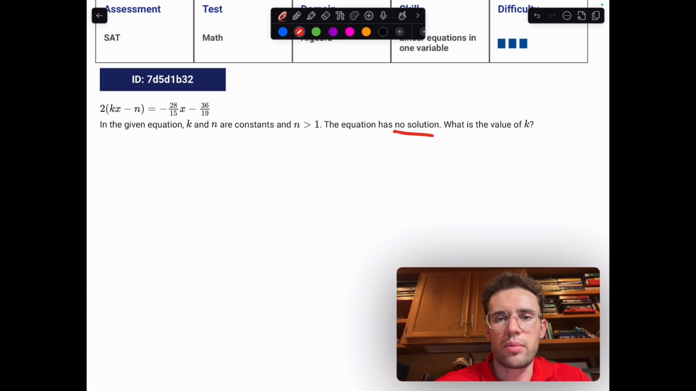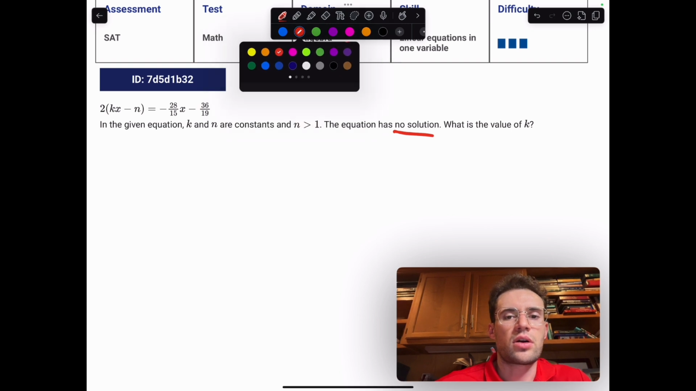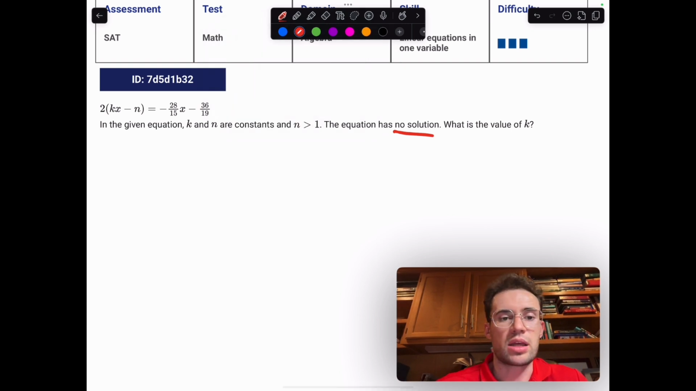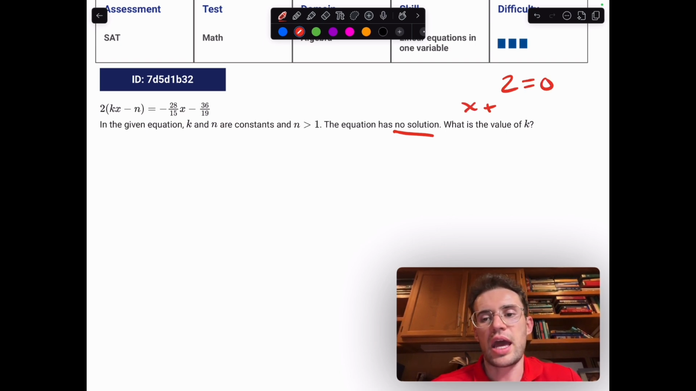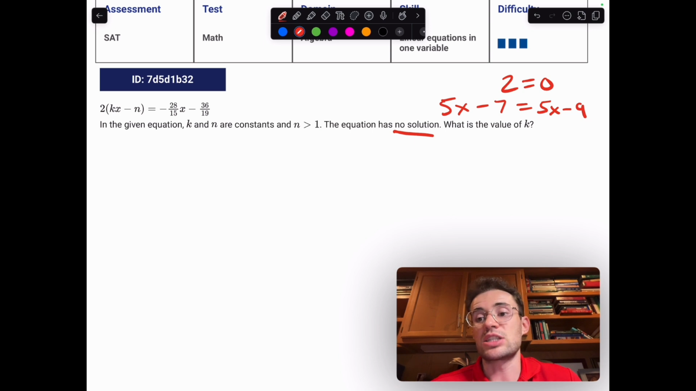So, going back to the same thing, the only way for a one variable equation to have 0 solutions would be if you have something like 2 is equal to 0, right? That's never true. The only way you'd get that is if you had something like x plus 2 equals x, or it could be something different too. It could be like 5x minus 7 equals 5x minus 9. The 5x minus 9 is always 2 less than the other one. These are never true. There's no value of x that will make these two equal to each other.